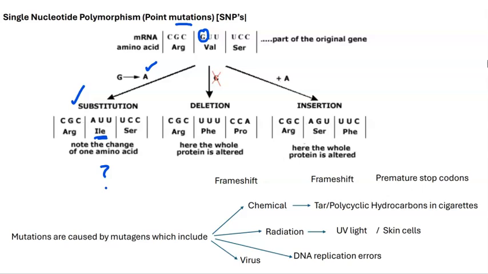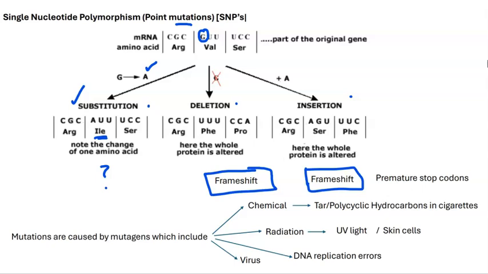The alternatives to substitution are deletion and insertion, and these tend to have more drastic effects. By deleting or inserting, what we do is we end up changing what is called the frame shift, the sequence of bases and the codes, the triplets and the codons that they make up. So let's just take a quick look at that as a reminder.